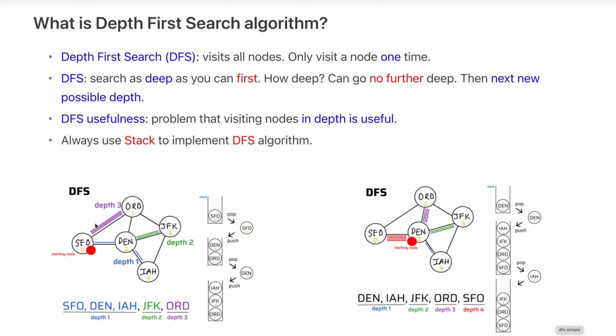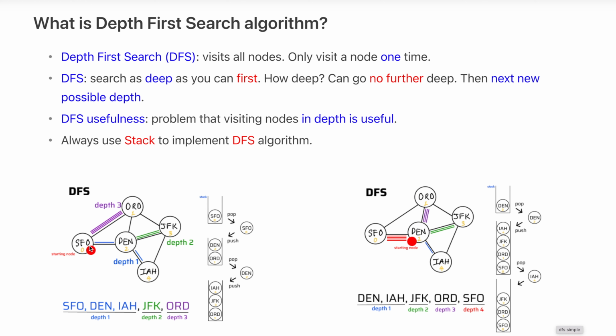So let's have a look at our graph. This graph is being explored by depth first search. Our starting airport is SFO, and from here we're gonna go as far away from SFO as we can, meaning we're gonna go as deep as we can into the graph until we cannot go any further. So if we start at SFO, the first path we're gonna explore is SFO to DEN to IAH.